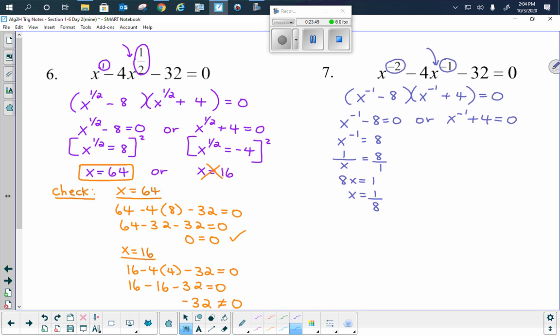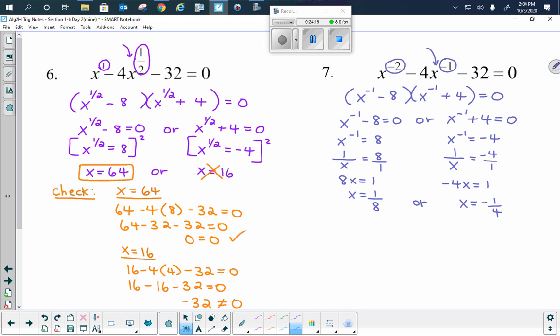Okay, and we won't box that yet until we talk about it. And then same thing over here. We've got x to the -1 equals -4. So that's really 1 over x equals -4 over 1. Again, I'll cross multiply. So -4x equals 1, and x will equal -1/4. Okay, we'll put or between it.